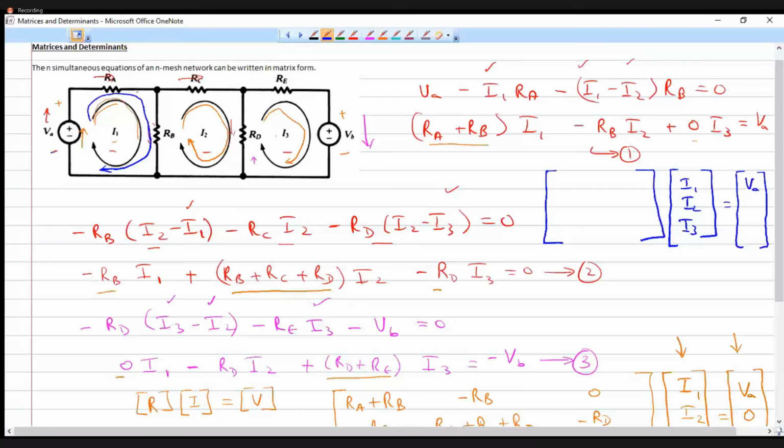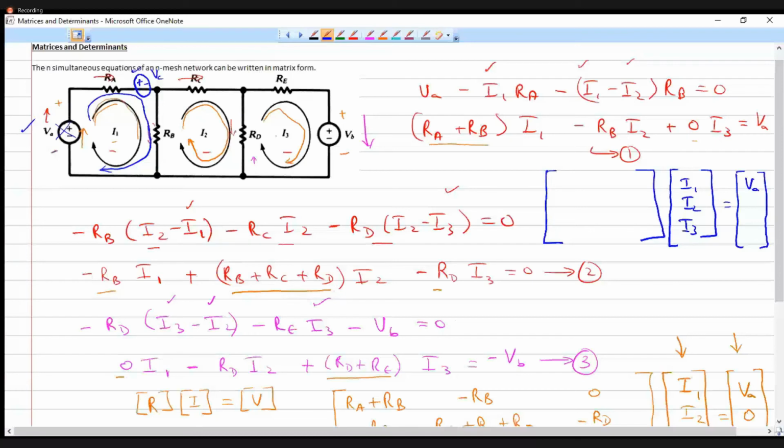If there was one more voltage source like this, with polarity minus and plus, let this be equal to say VC. Not minus VC. I am asking, if VA and VC are both there, how should I write? VA minus VC. If VA was absent and only VC was there, then it will be equal to minus VC. So that's how we write the voltage matrix.